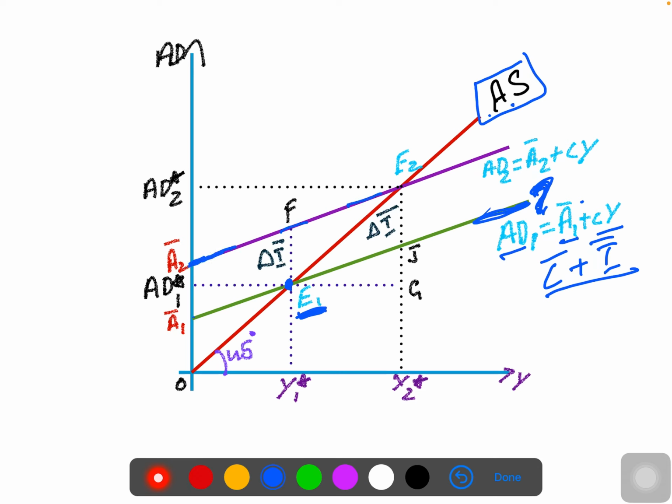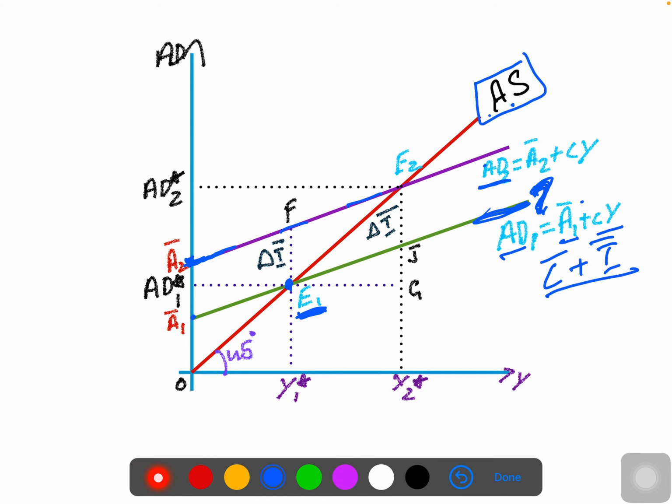This is autonomous A, and this is autonomous too, because investment is also autonomous. We never discussed induced investment; we always talked about autonomous investment. So we got the new aggregate demand curve, which is AD2, with the new autonomous term, which is A bar 2 plus CY. When investment increased from 10 to 20, the aggregate demand also shifted upward. You can see the new aggregate demand curve, which is the purple line.